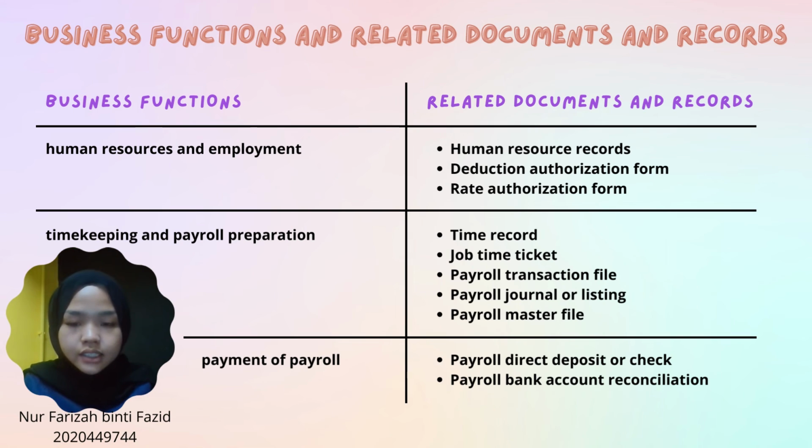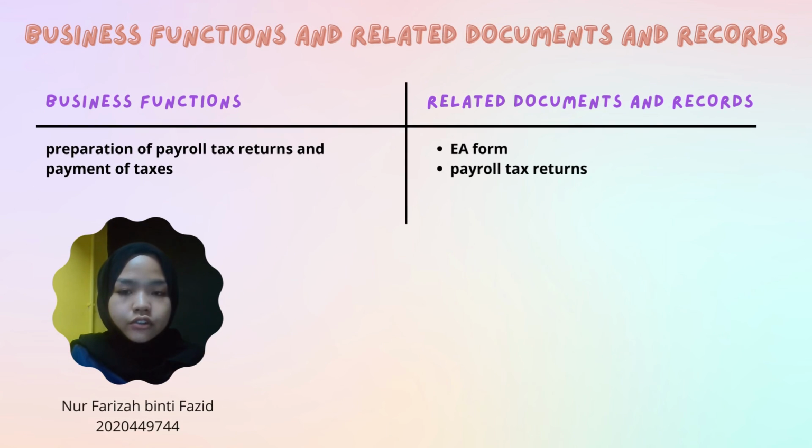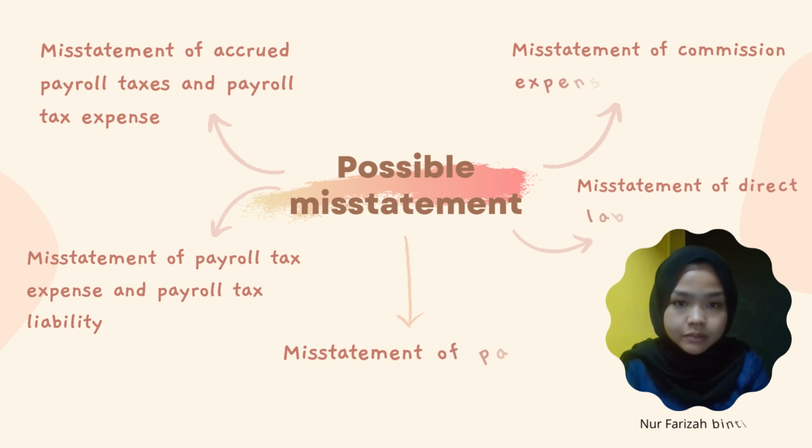The next is payment of payroll. The related documents for payment of payroll are payroll direct deposit or check and payroll bank account reconciliation. For preparation of payroll tax returns and payment of tax, related documents and records needed are W-2 form and payroll tax returns. Next is possible misstatement.